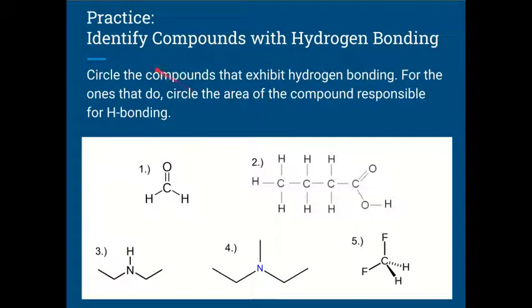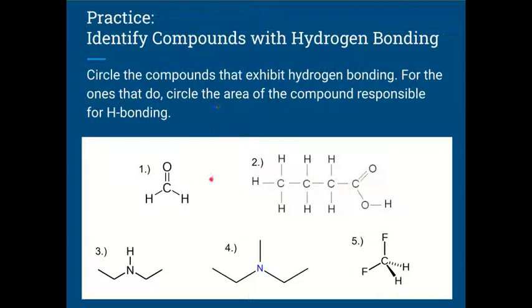So now I want you to practice what you've just learned. Identify compounds with hydrogen bonding. Circle the compounds that exhibit hydrogen bonding. For the ones that do, circle the area of the compound responsible for that hydrogen bonding. I want to make sure that you can identify which ones have hydrogen bonding and which ones don't. So go ahead and pause the video and take a second to answer these questions.